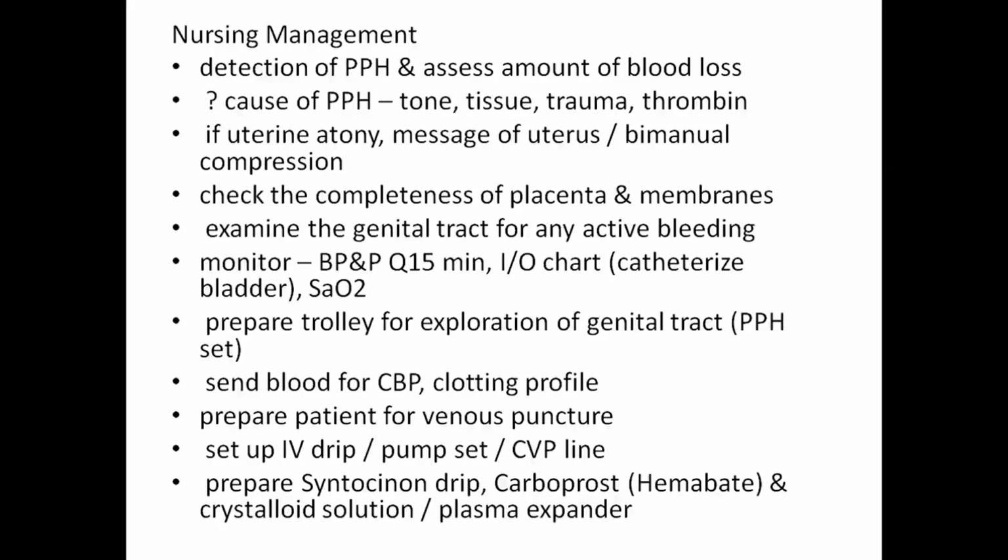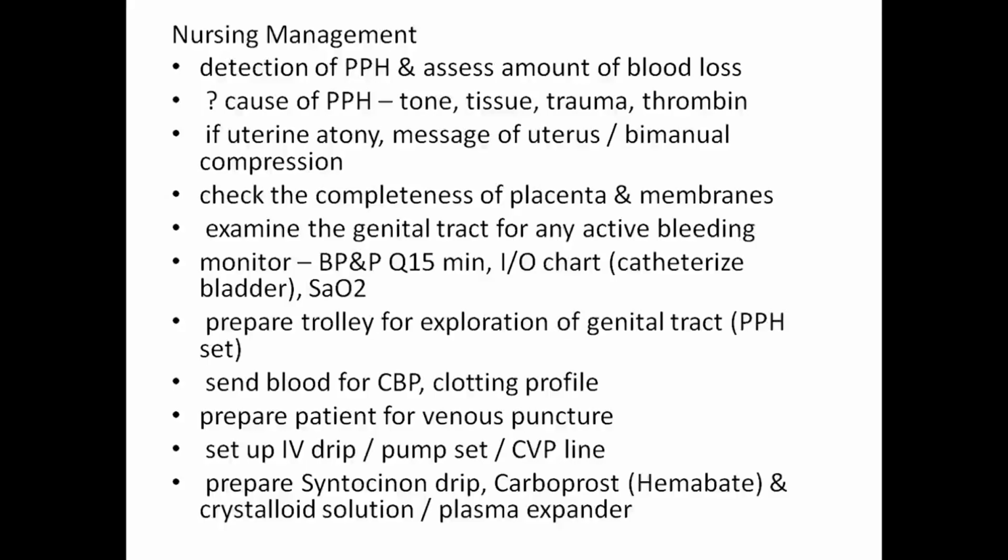Then comes the nursing management. In nursing management comes the detection of PPH and assessing the amount of blood loss. Find out the cause of PPH. That means it may be because of torn tissue, trauma and thrombin. If you find atony, massage the uterus or give bimanual compression. Check the completeness of placenta and membranes. Examine the genital tract for any active bleeding. Monitor BP and pulse every 15 minutes. Intake output chart. Catheterize the bladder and monitor saturation.